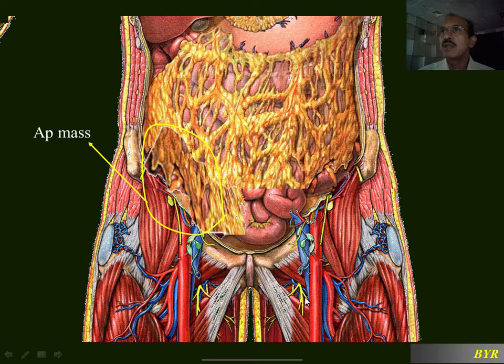So this mass is nothing but a swollen edematous appendix with adherent loops of terminal ileum wrapped in edematous greater omentum. And in this mass there will be fluid, that is nothing but inflammatory exudates. Sometimes there may be a collection of pus in this mass. Then it becomes an appendicular abscess.